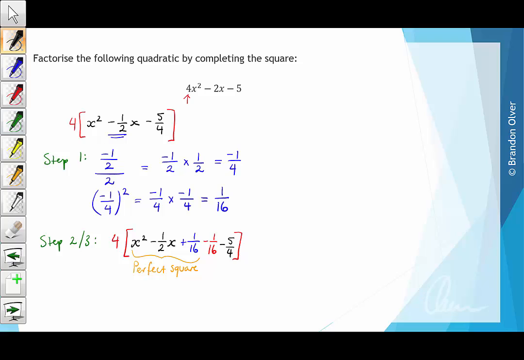So step 4 gets us to factorise those first few terms as a perfect square. So we're going to have 4 outside of, and the perfect square is going to be x minus 1 on 4 all squared, where the minus 1 on 4 comes from this half b term up here. Then of course we've still got minus 1 on 16 minus 5 on 4. And we've now factorised part of the expression as a perfect square.